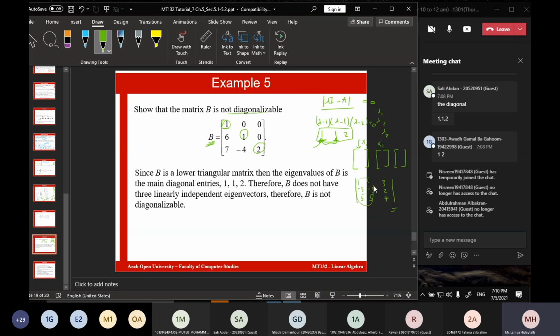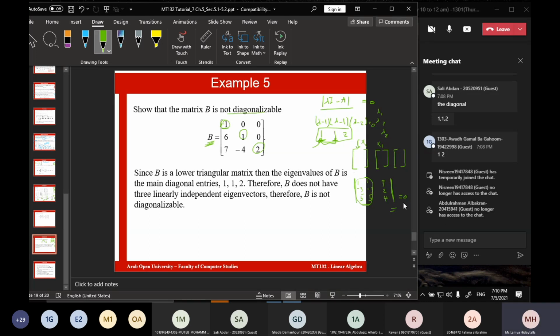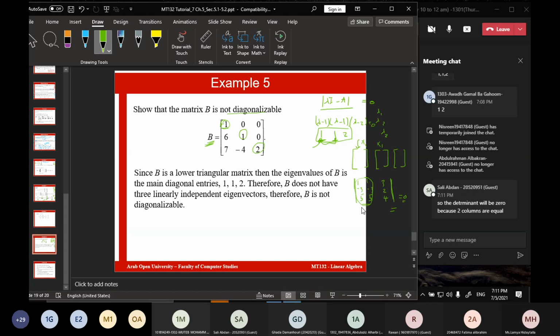But when we have two same columns, they are linearly dependent. Right? Even if I want to work with the determinant, it is going to be equal to zero, if two rows are equal, or two columns are equal, or one of the rows is zero, correct? So immediately, if the eigenvalues are not distinct, that means some of them are the same. So immediately the eigenvectors are linearly dependent, not independent. Therefore, B is not diagonalizable. Clear?